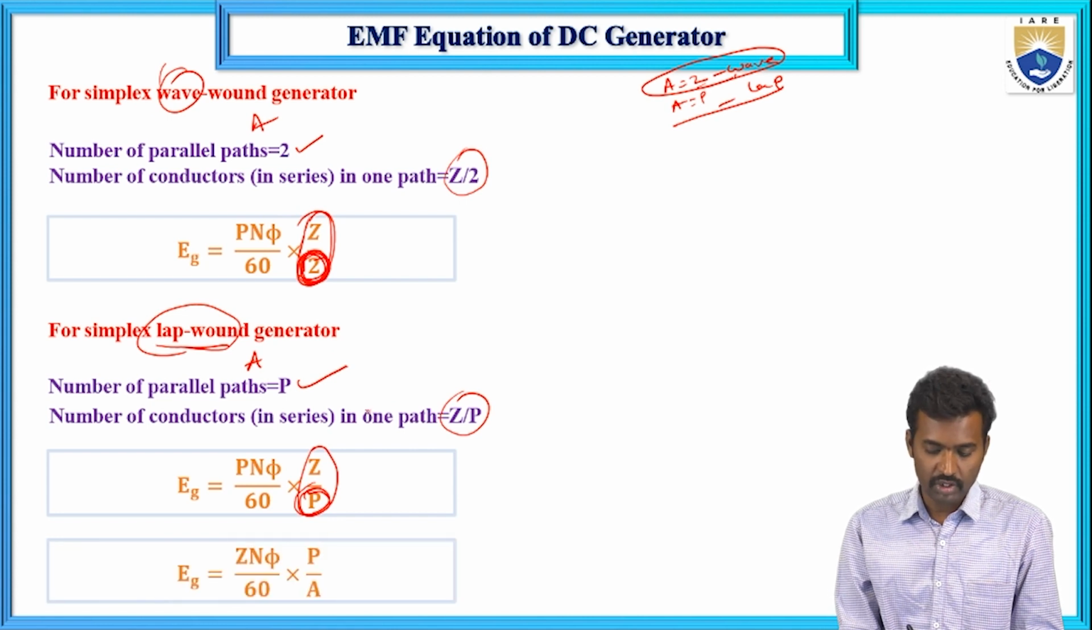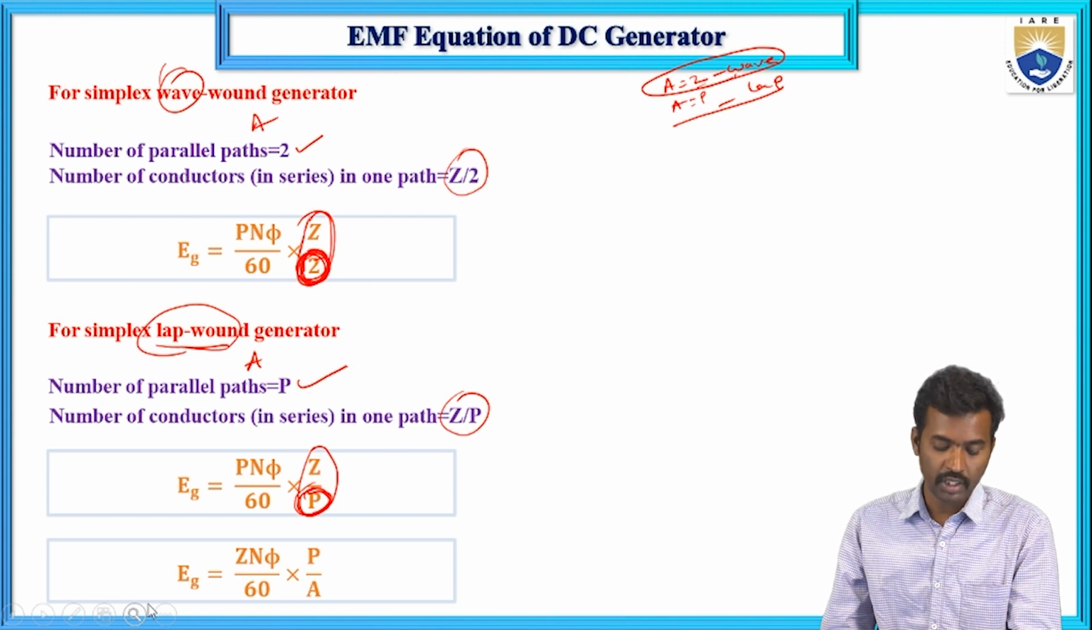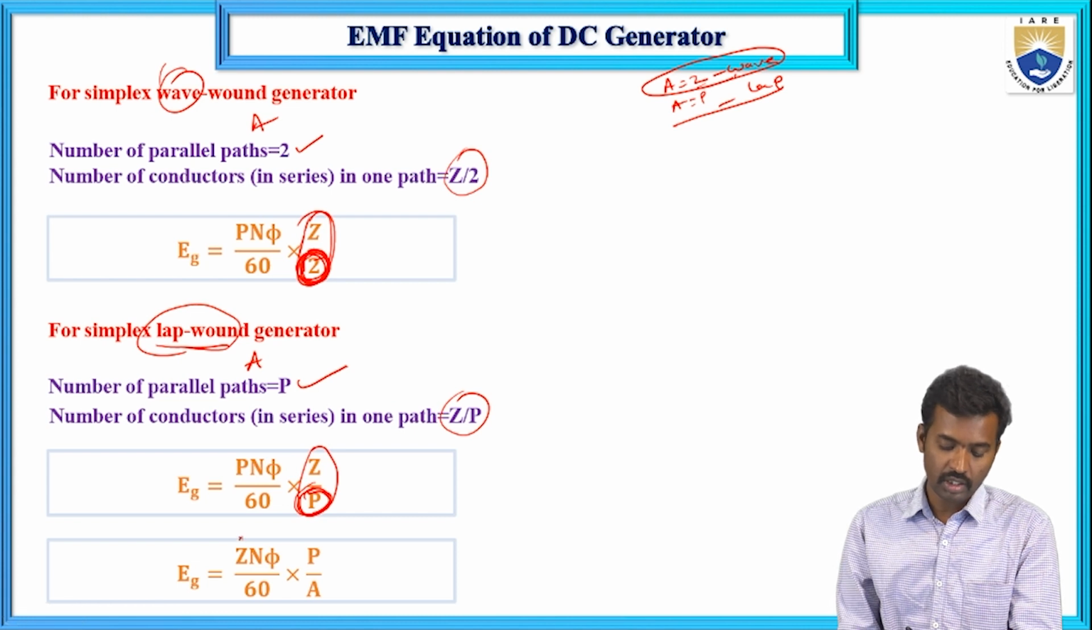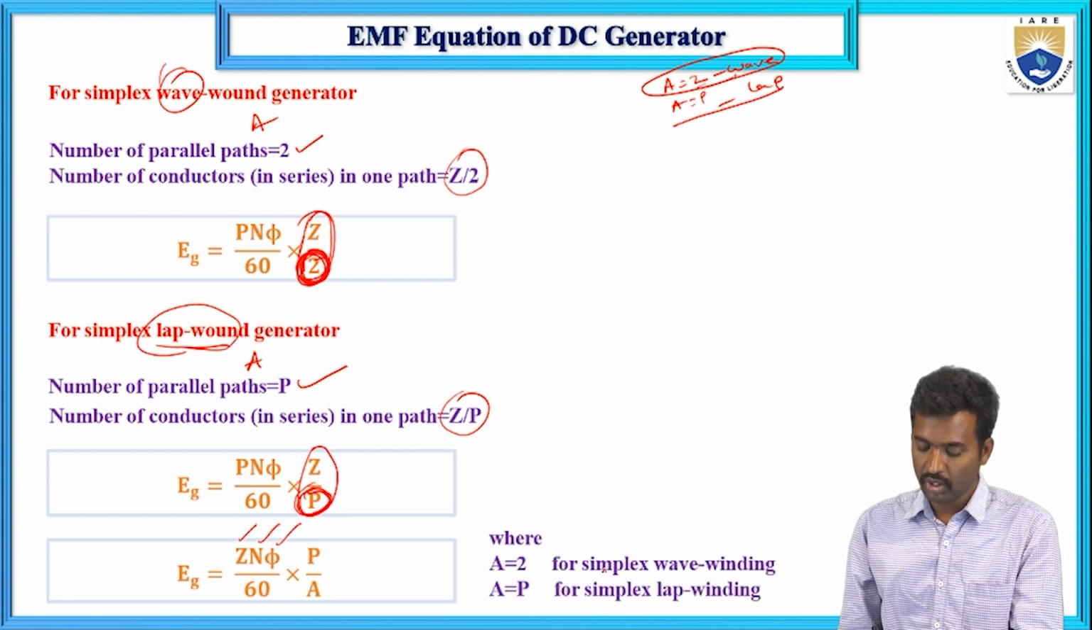Now the final equation, with A equals 2 and A equals P for wave winding and lap winding respectively: the induced EMF in the armature conductor equals Z N φ by 60 into P by A. Here Z is the total number of conductors in the armature, N is the armature speed in RPM, φ is the flux per pole in Weber, P is the total number of poles and A is the total number of parallel paths. A equals 2 for wave winding and A equals P for lap winding.